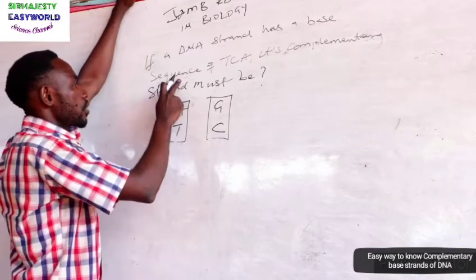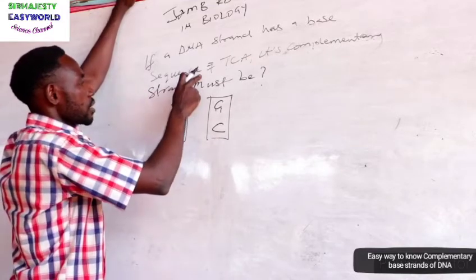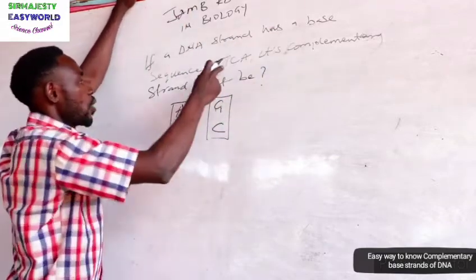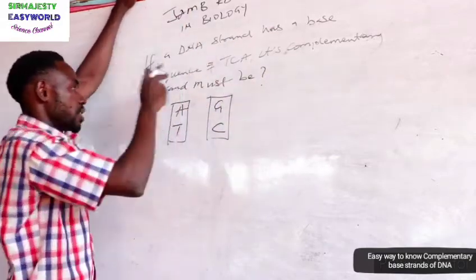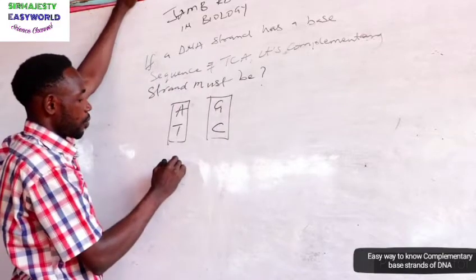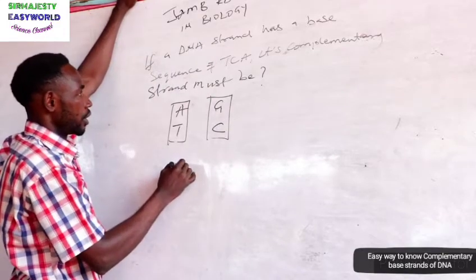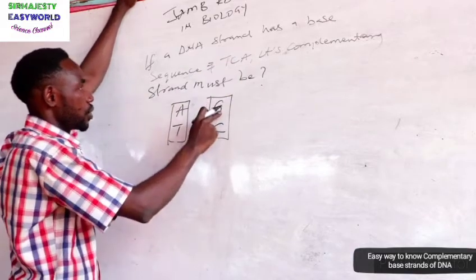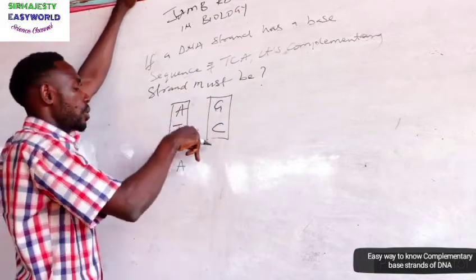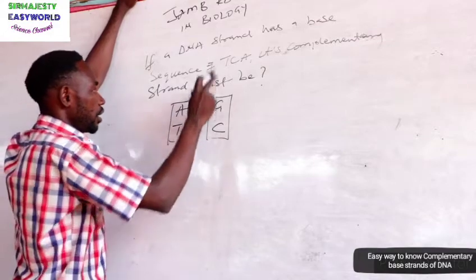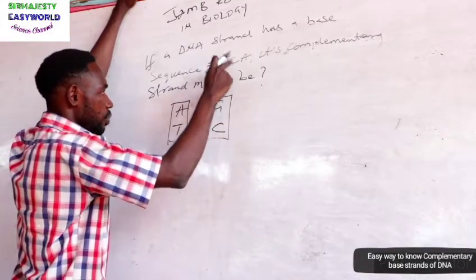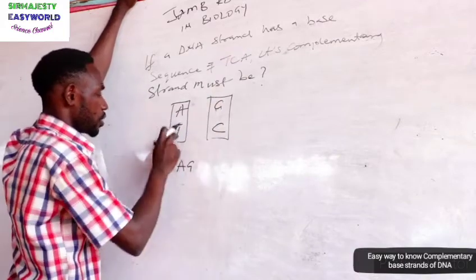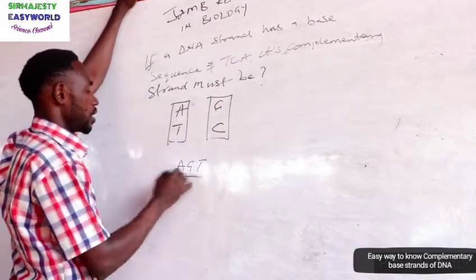So if they ask us the complementary of the sequence TCA, wherever you see T, you put A. Simple. So what do we have? The complementary should now be A, because A and T go together. Whenever you see C, replace with G. Whenever you see G, replace with C also. So A, because of this T; G, because of this C; and because of this A, you replace with T also. So the answer is AGT.